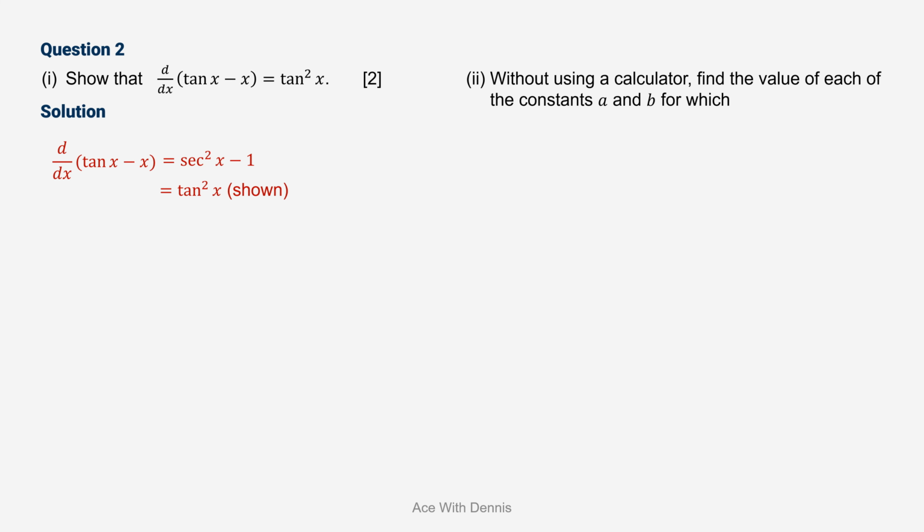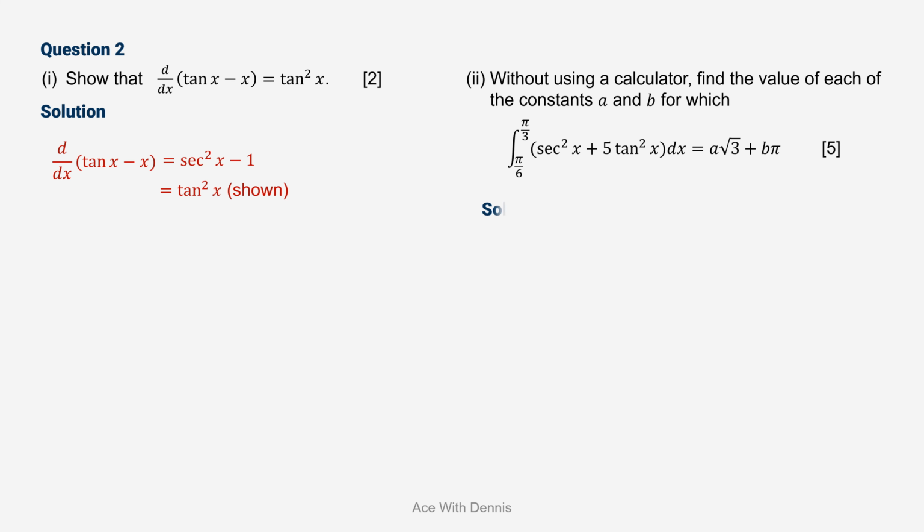Then part 2. Without using a calculator, find the value of each of the constants a and b for which the integration from pi over 6 to pi over 3 of secant squared x plus 5 tangent squared x dx equals a square root of 3 plus b pi.